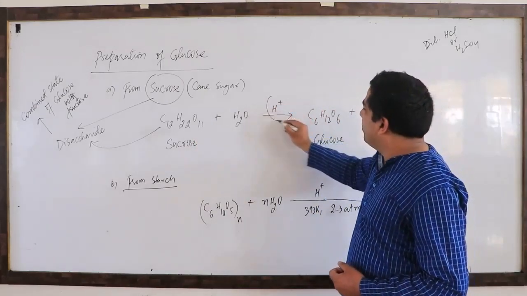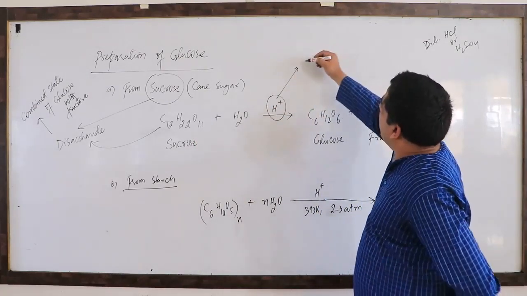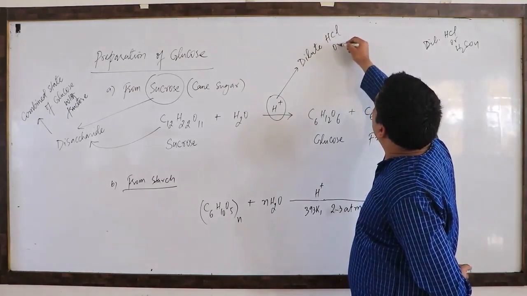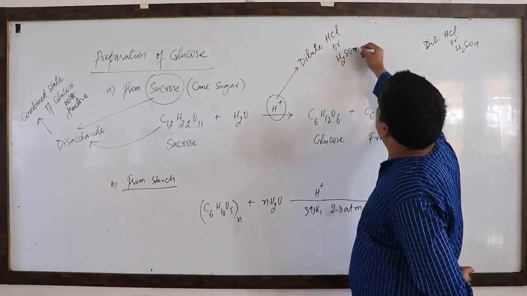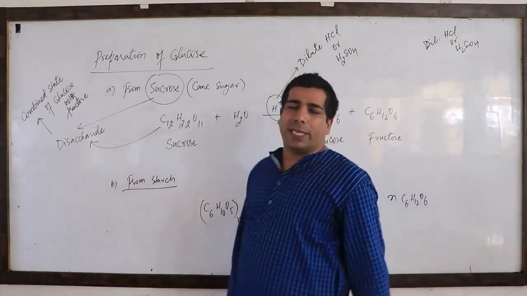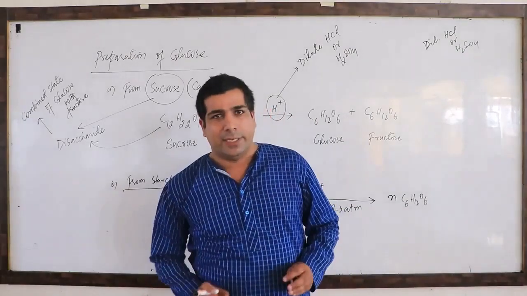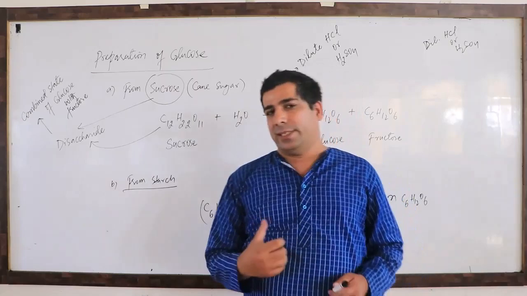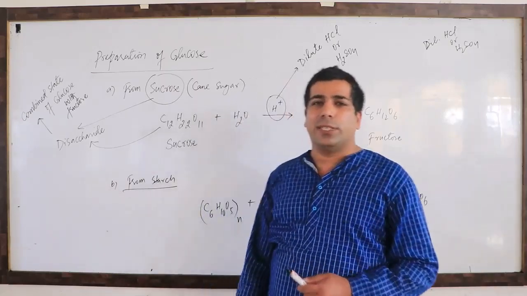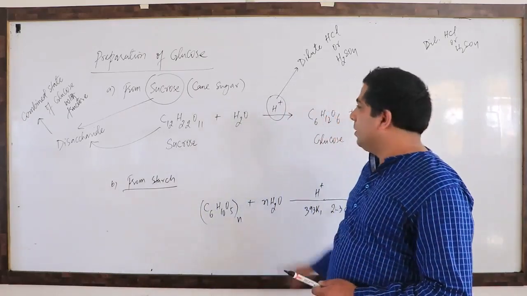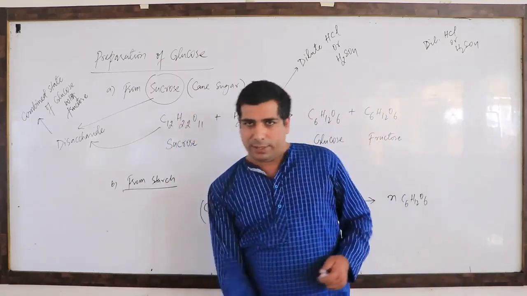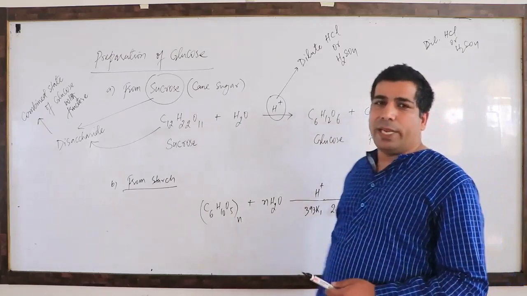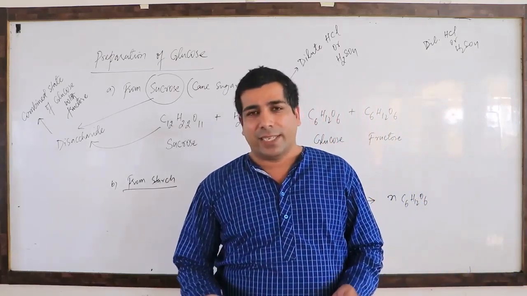But in acidic medium, this acidic medium is basically here. We can use dilute HCl or we can use H2SO4. We should not use concentrated acid. We have to boil the sucrose with dilute acid. The reason is that if we use concentrated acid, this sucrose molecule will burn and you won't get glucose and fructose here, you will get carbon black.